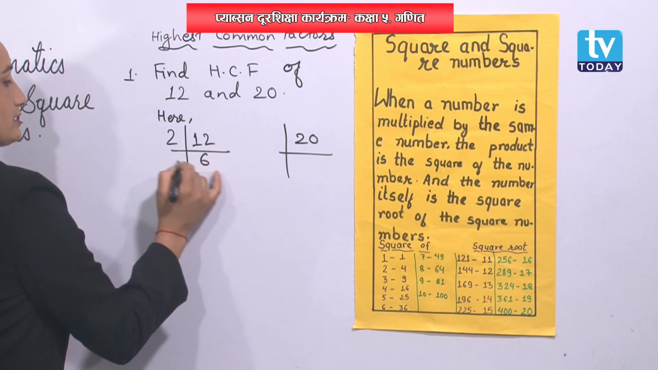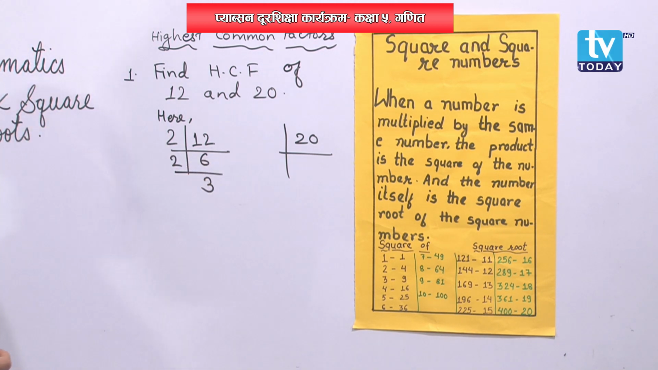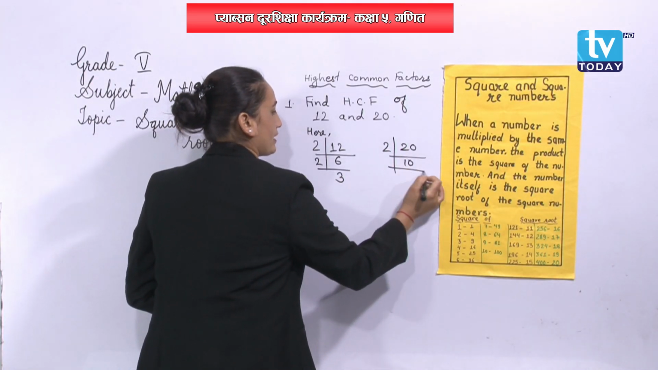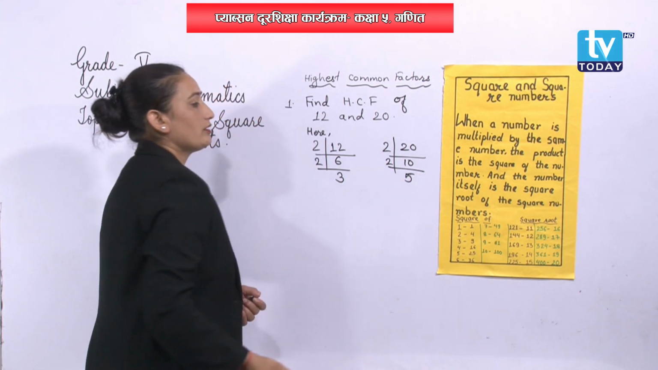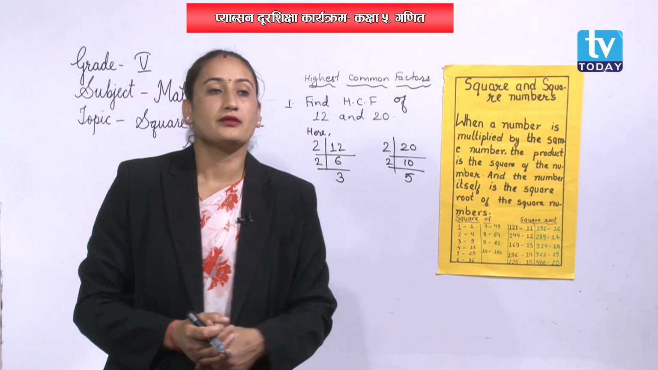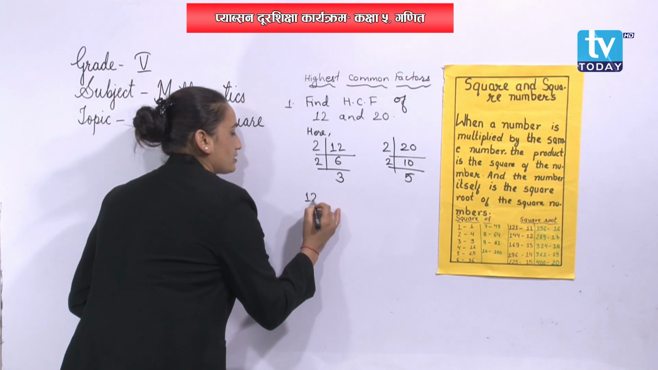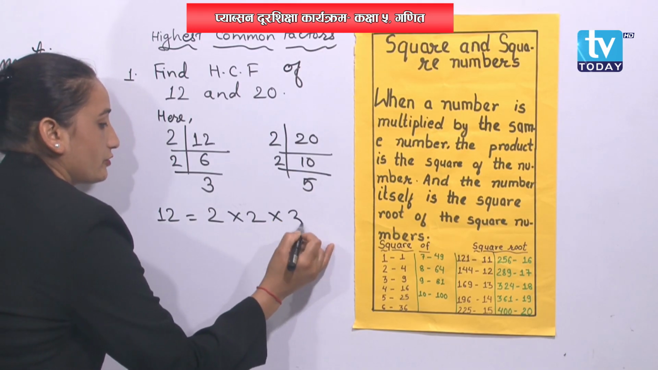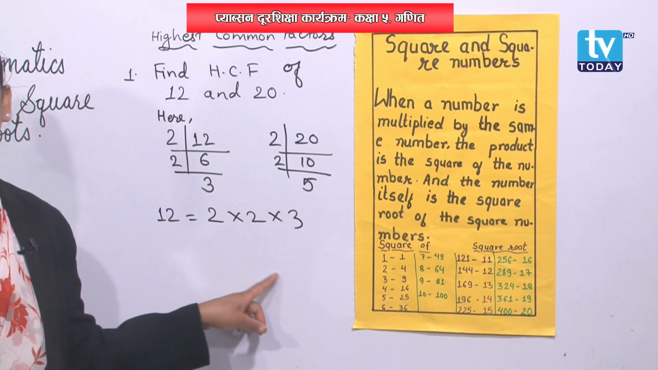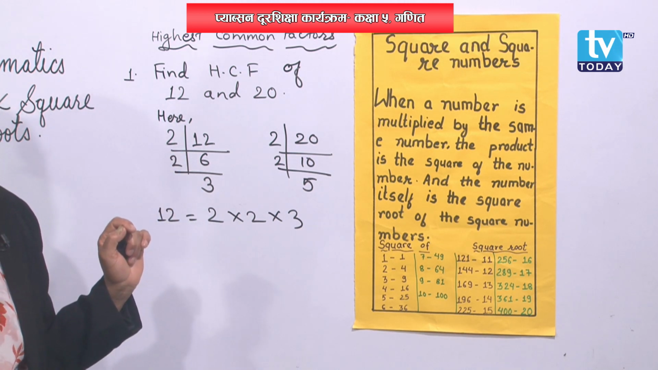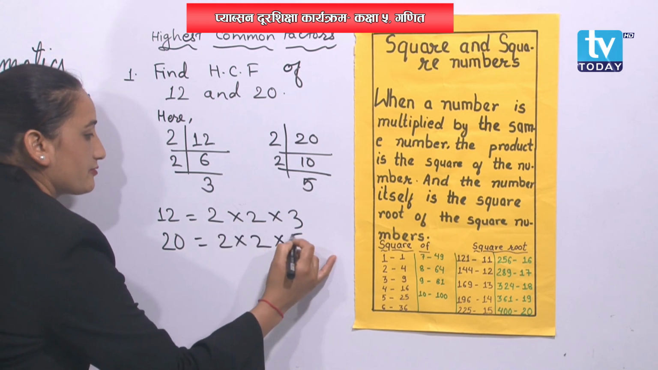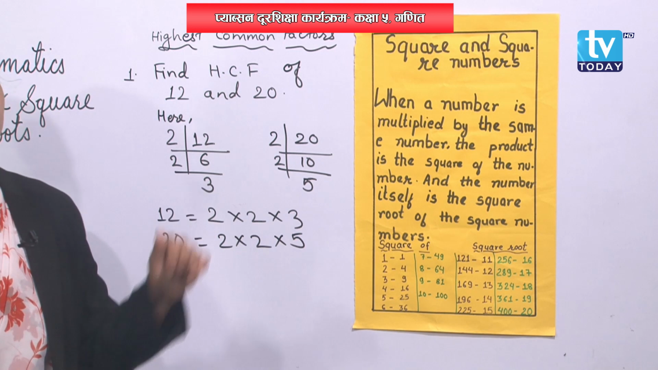So 2 times 6, 2 times 3 is 6, right? Same like that, here also we can go on. 2 times 10 is 20 and 2 times 5 is 10. Now, let's write the factors of these numbers. So, 12 equals 2 into 2 into 3. Why am I writing 2 into 2 into 3? Do you know? They are the factors of 12 and 20 also. Let's write 2 times 2 times 5. This is for 20.